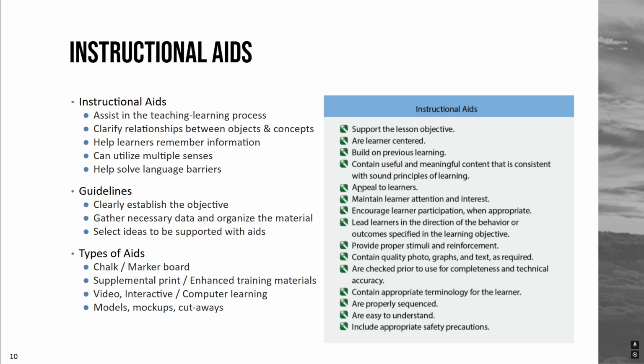Now let's talk about instructional aids. These instructional aids are just any device that will assist the instructor in the teaching-learning process. So it could be anything like a whiteboard, a video, a printout of some sort of chart or map, or a model airplane, PowerPoint, whatever. It's an aid that'll assist in the teaching process. It'll help clarify relationships between objects and concepts.